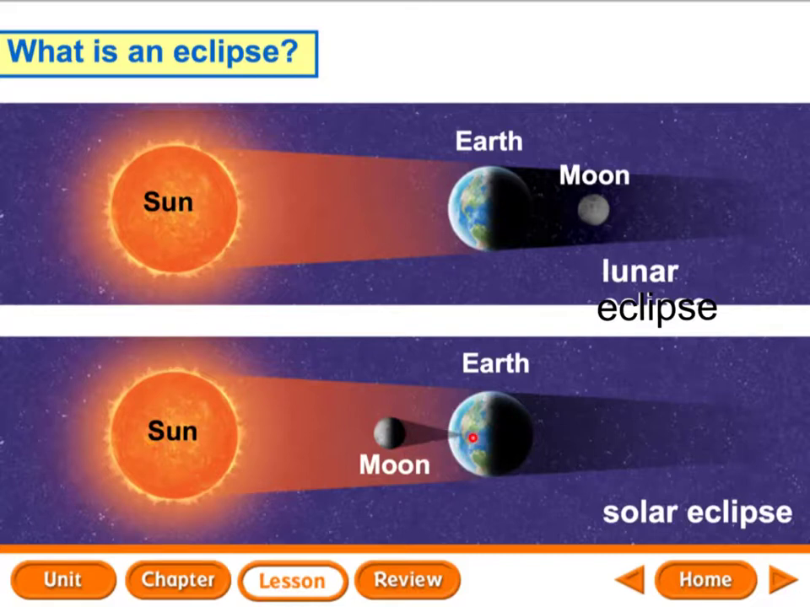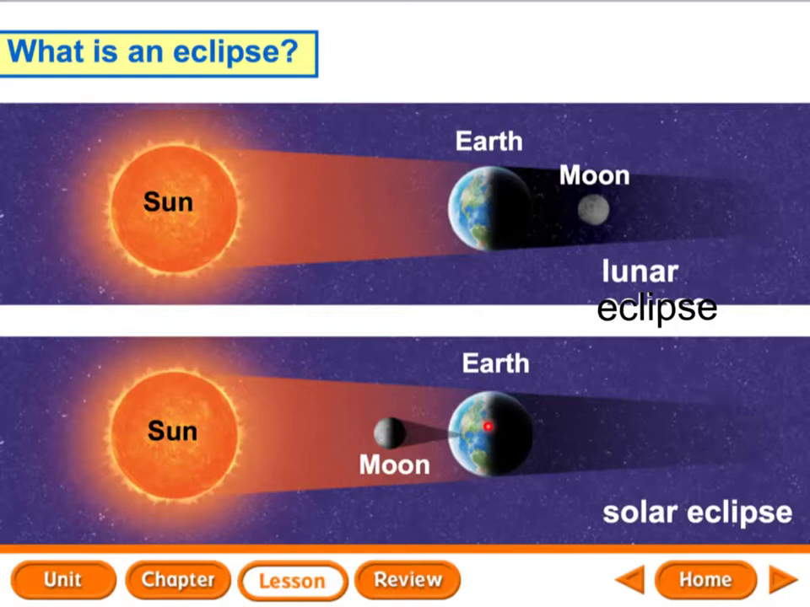There are two types. Here's your partial eclipse. It's only when part of the sun is blocked, and then you have your total eclipse when all of the sun is blocked and you can't see anything. Those are very dangerous. Never look at an eclipse, especially a solar eclipse. A lunar eclipse is safe, but don't look at the solar eclipse. It can damage your eyes. It can cause blindness. Sunglasses are not even going to help you.